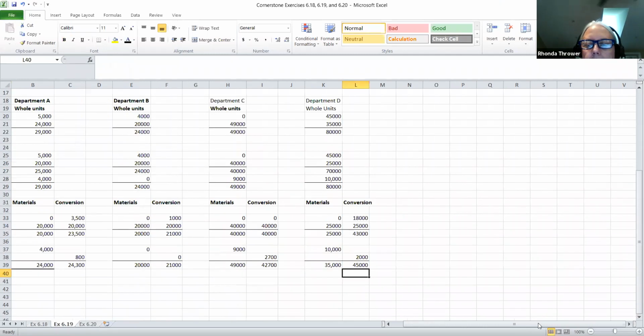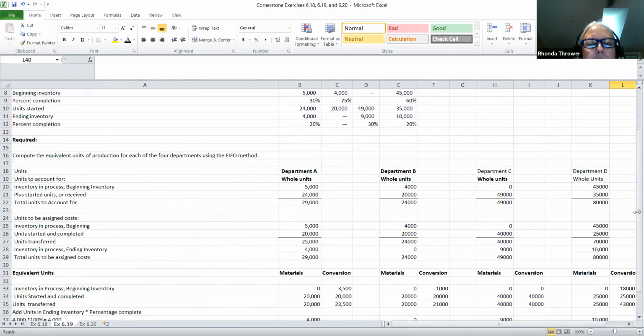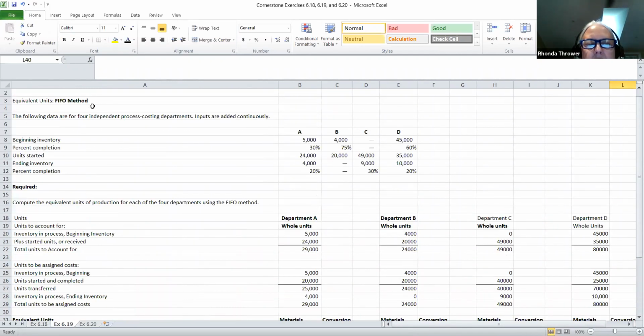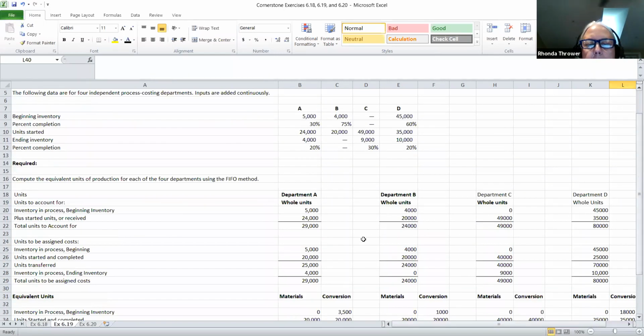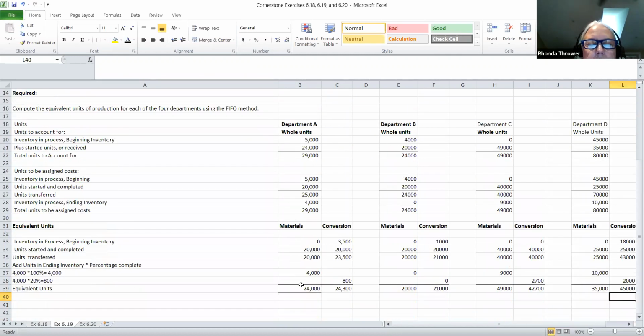For 619, we're doing this exact same problem again. The only difference is this time we're using the FIFO method. So all the amounts are the same, but we're using the FIFO method. And if you'll remember, your whole units are the same as they are for the weighted average method, so I just copied these over. What will be different is how we calculate your equivalent units for conversion.